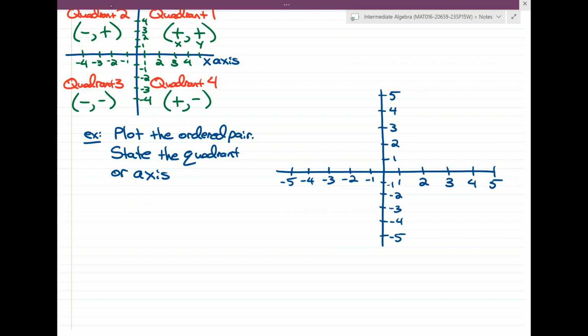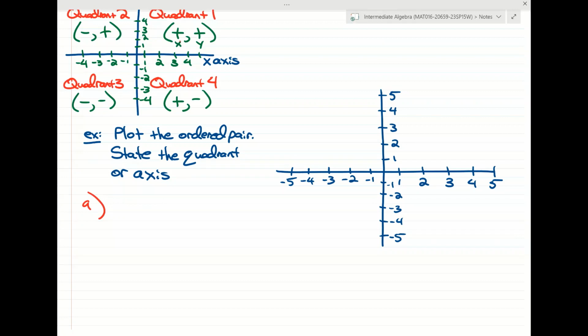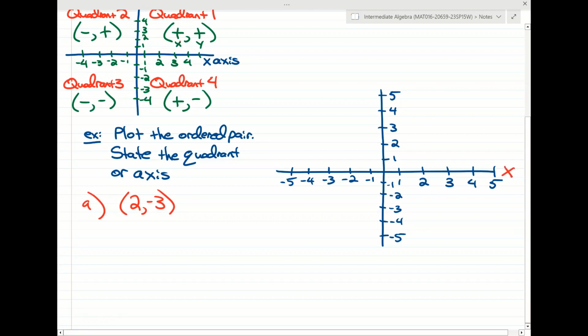All right, so start with the point 2, -3. All right, so what we're doing is on the x-axis, we're going to go to 2, y-axis, we're going to go to -3 and put a point right there. That'll be 2, -3, and that's in quadrant 4.